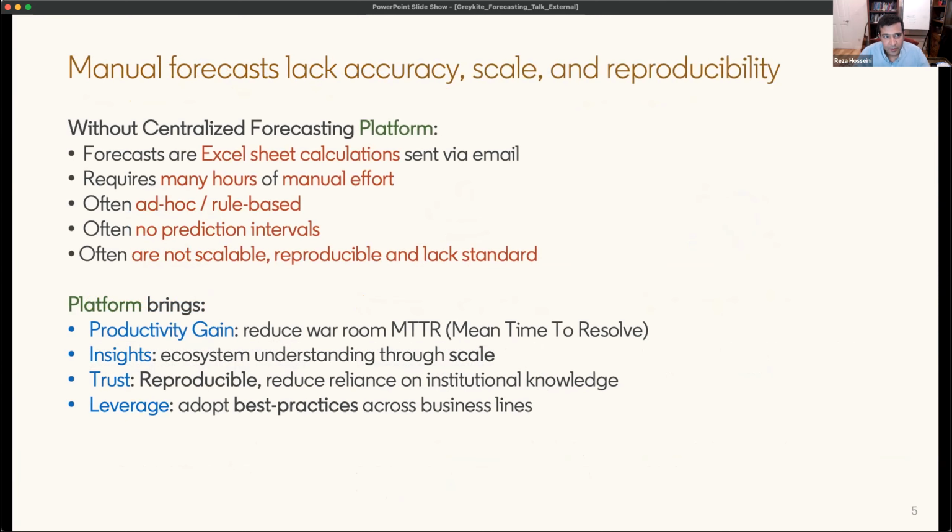Now I'm going to talk about why manual forecasts can be difficult and problematic for a company at a large scale. In a nutshell, manual forecasts are ad hoc and rule-based. They are very time-consuming. Sometimes they don't come with prediction intervals, or at least not very scientific ones. So at scale, it's very difficult to use manual forecasts. If you have a platform or a method that works across the company, then we can bring productivity gain and insights, because we can do this at scale. We can forecast a lot of things. We can bring trust because this process is reproducible, and we can leverage best practices across business lines. That's been our experience in this work.